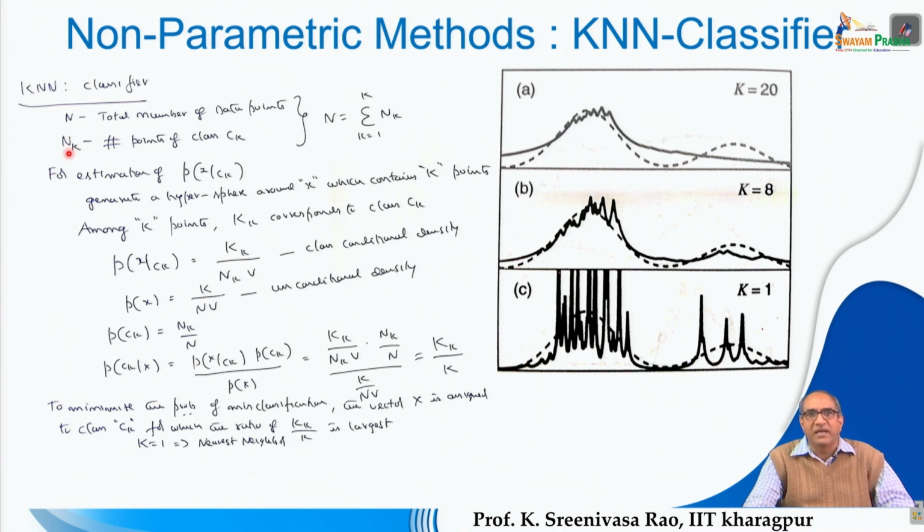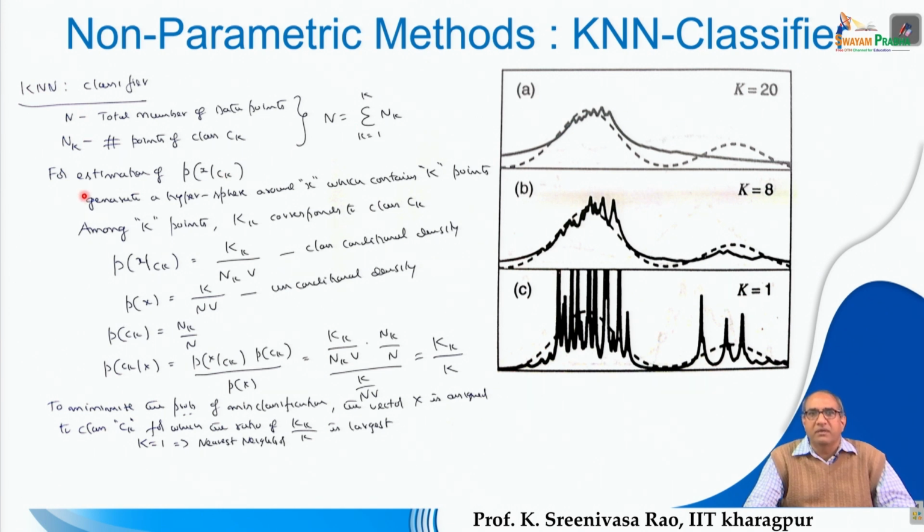Likewise, nk indicates the number of points that belong to class ck, and as we know, the number of classes is K. Therefore, the total number of data points is the summation over all individual classes, the sum from k equals 1 to K of nk.